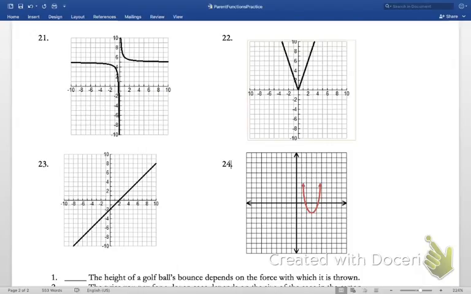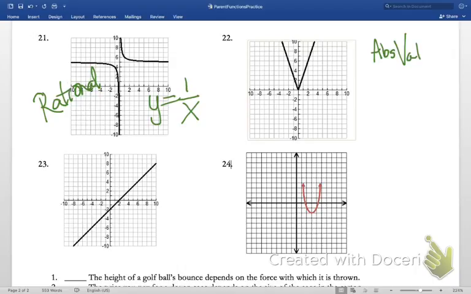Okay, a little further down the page. 21, I have two separate pieces. Makes it a rational function. Okay, and that's y equals 1 over x. Number 20 has that beautiful V shape, so it's absolute value. And that's y equals, remember, absolute value has the vertical bars.